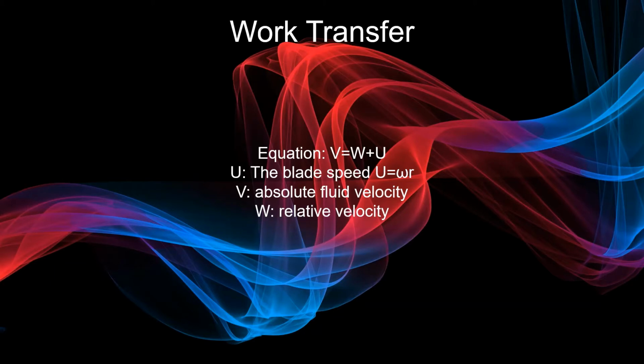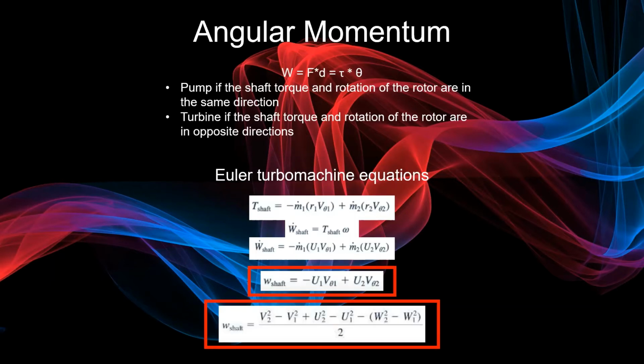V is the absolute fluid velocity, which can be thought of as the velocity seen by a spectator watching the fan, and W is the relative velocity, which can be thought of as the speed seen from the perspective of the fan blade. Next, we will talk about angular momentum in turbo machines.